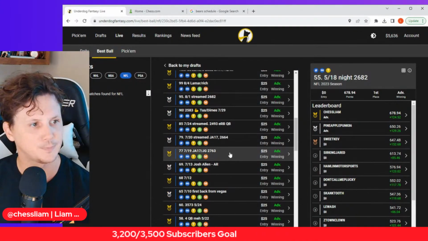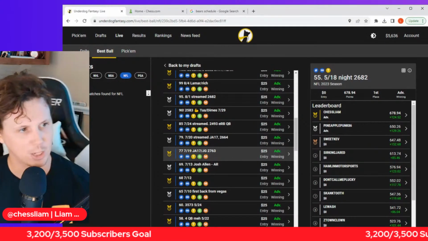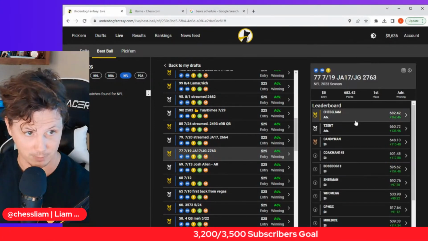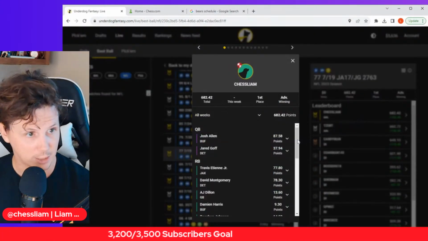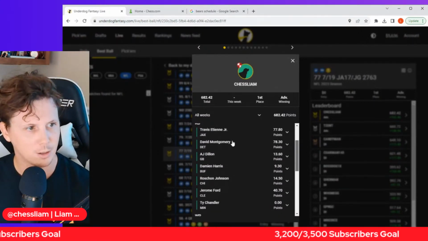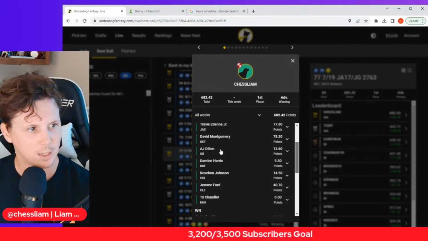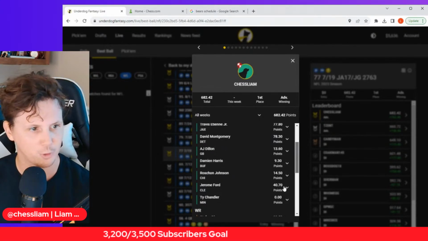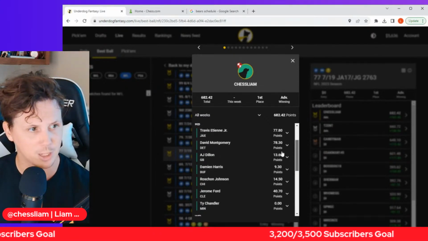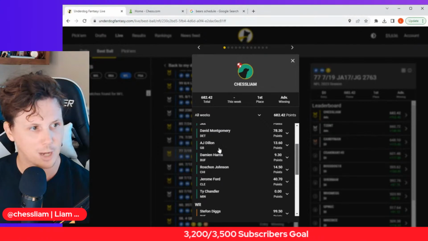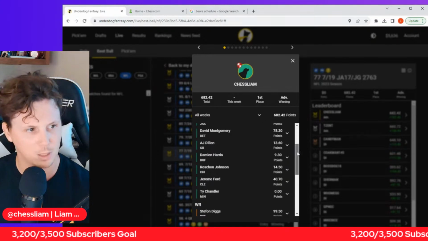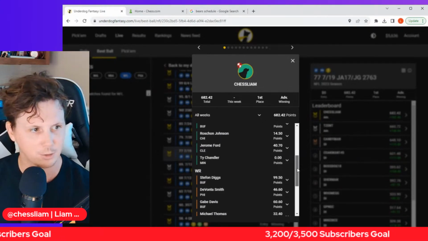77 from Kyle. This is drafted July 19th. It's a 2763, and it's a Josh Allen, Jared Goff team. 682. It's Allen and Goff. It has Etienne and Montgomery holding down RB1 and 2. AJ Dillon, Damian Harris, Roshan, Jerome Ford, and Ty Chandler at running back as well. Perfectly fine running back room with 2 studs and then 4 guys who you would expect to give you some touchdowns. Ford, who could be a real league winner. Ty Chandler not looking awesome.